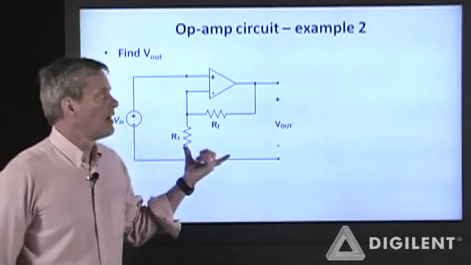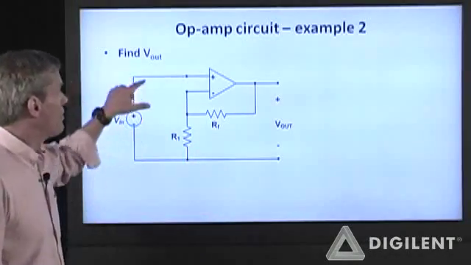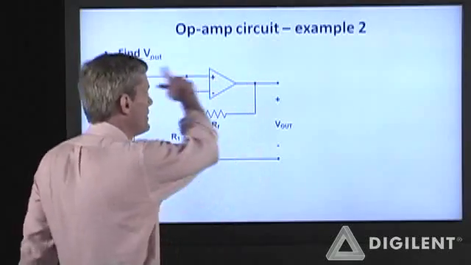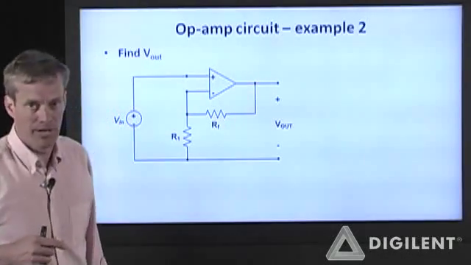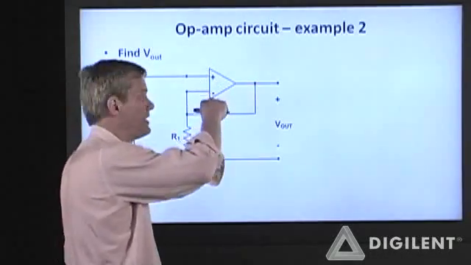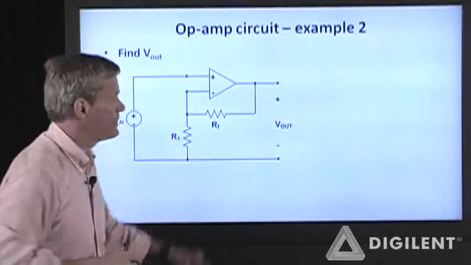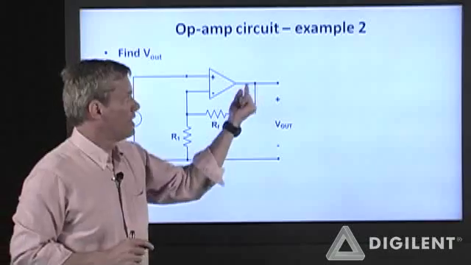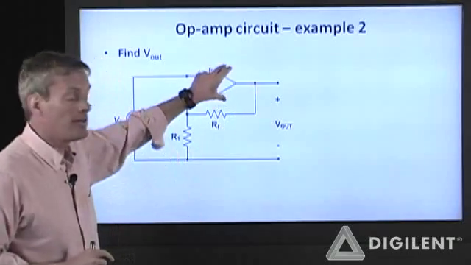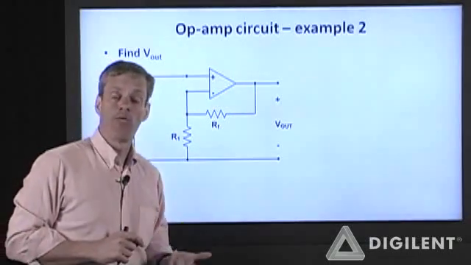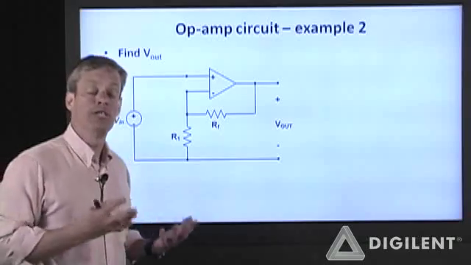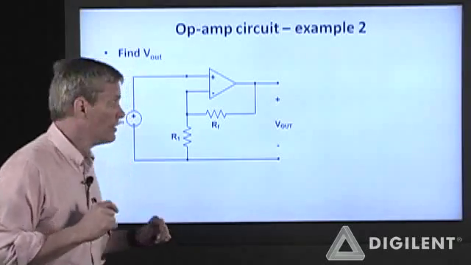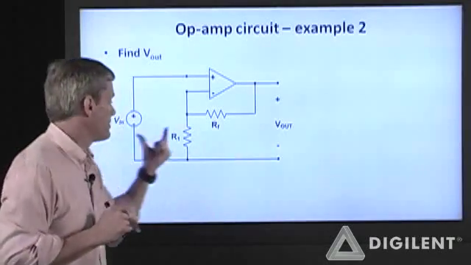Let's analyze another operational amplifier circuit. I want to find V out with this operational amplifier-based circuit. Notice again that I have my 3-terminal device. It has some non-inverting and some inverting terminal and an output terminal. I'm not showing my power supplies, but if I wired this circuit up in the lab, I would need to provide power to it. Okay, so let's find V out as a function of Vn.